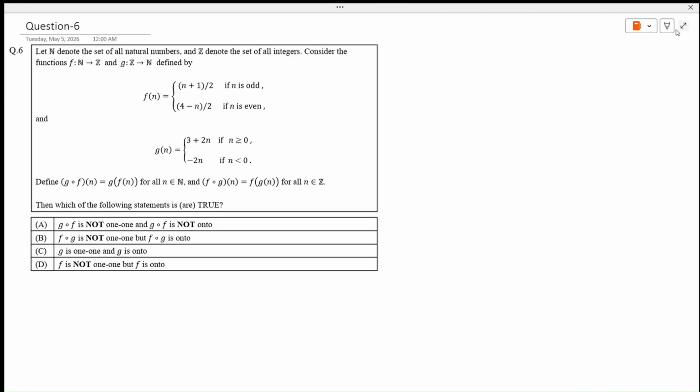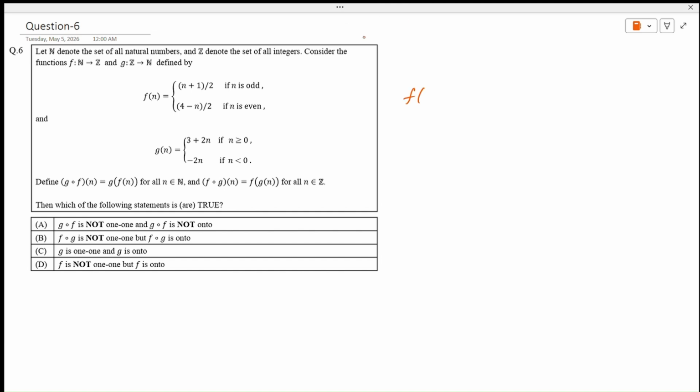Okay. Now let us look at question number 6. Here, let N denote the set of natural numbers and Z denote integers. Consider the functions f and g. So there are two functions. We know the g of n. Okay, this is a regular thing. So first let us look at the functions g and f individually.